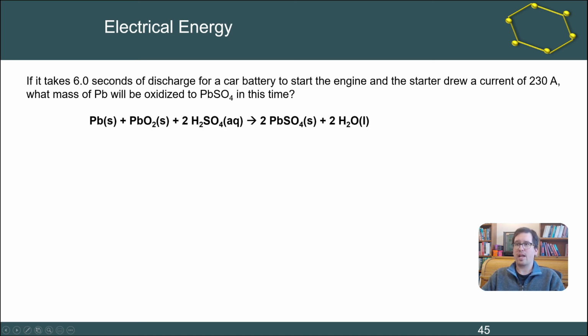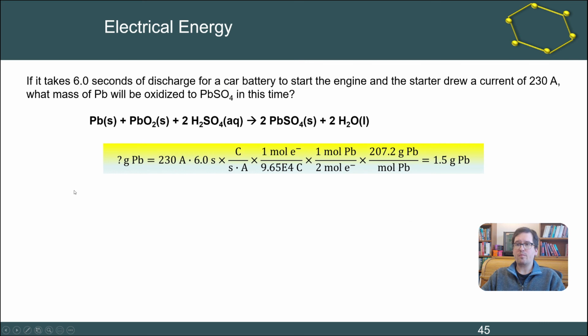Alright, so here's the reaction again. Lead solid, lead oxide. So we're going to see what mass of lead will be oxidized to lead sulfate, 0 to +2. What we're after is the mass of lead, right? How much lead actually had to be converted. So we know that it drew 230 amps for 6 seconds. If we want to get rid of those units and change that into coulombs, because amps times seconds is equal to coulombs, this is how much charge was actually passed during those 6 seconds.